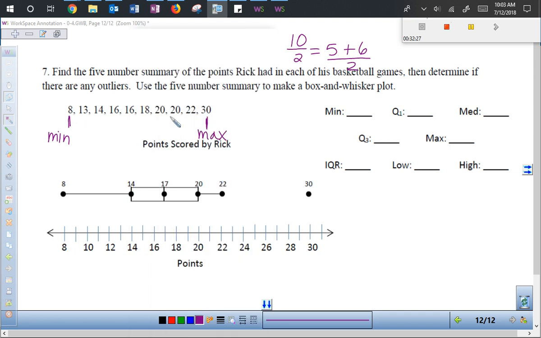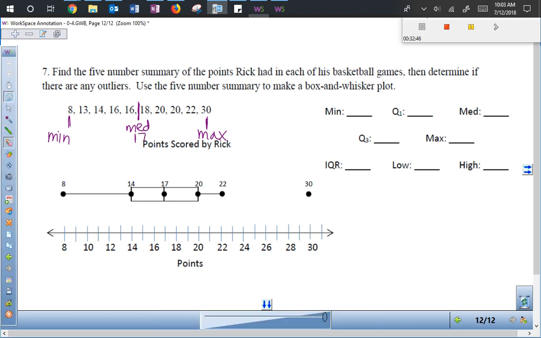But I don't see a 17 on here, so here's what we need to do. We need to draw a line in between them, and then write that that's the median. And then we need to say what the median actually is numerically, so I'm going to put a 17 under it. That shows, hey, I did my work. The median is 17. Now finally, I need to find the first and third quartile.